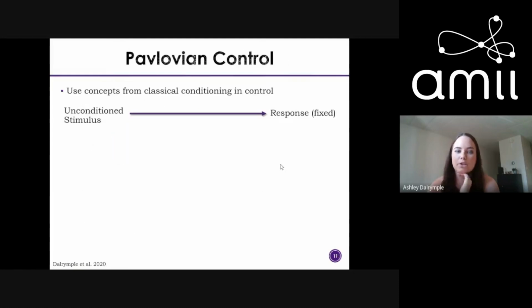So that was how we learned the general value functions, but how to actually turn that into a control signal to use during our experiments. We actually borrowed the concepts from classical conditioning and control.